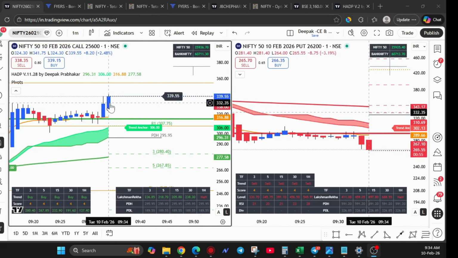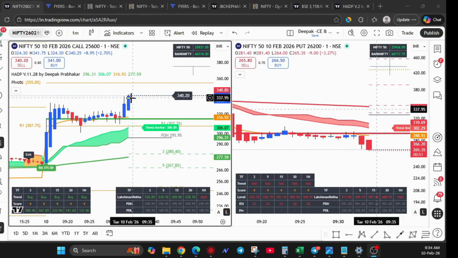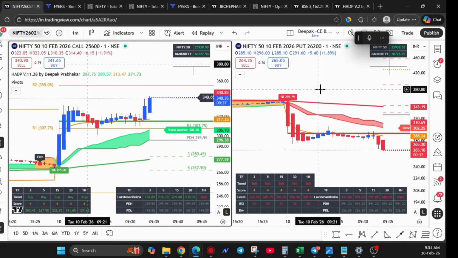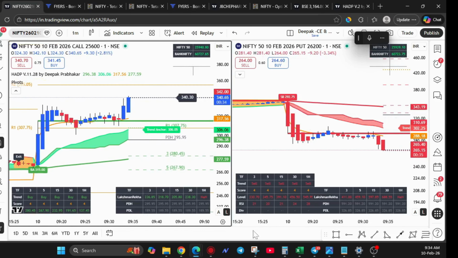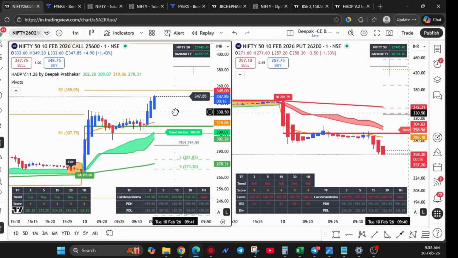It has already hit 341 now. Okay, so 315 to 341.75 it has already hit. So it has given you almost let's say 25 points easily, right? So still the buy is going on. Let us see what happens. 349 is the high now from 315. Okay, and it's very close to the R2 now.